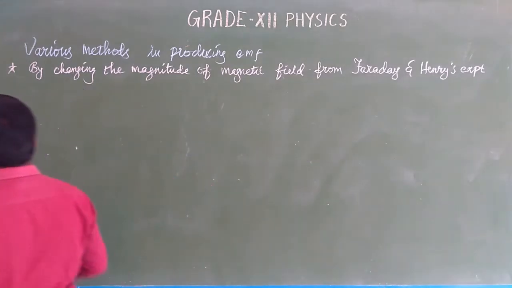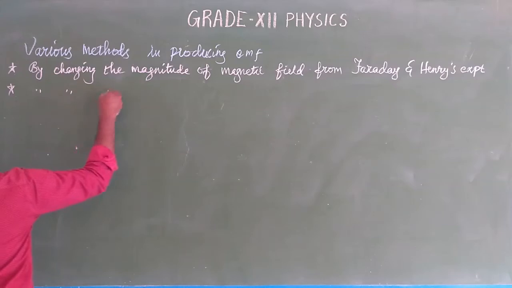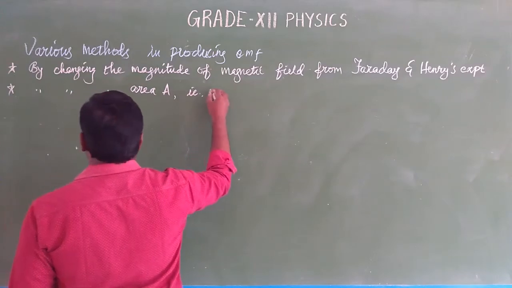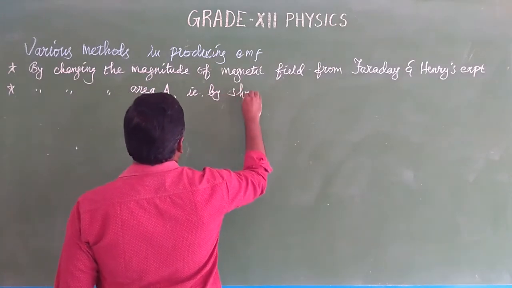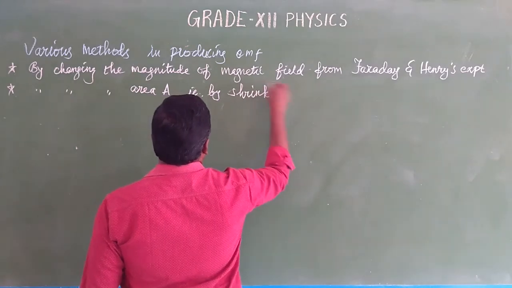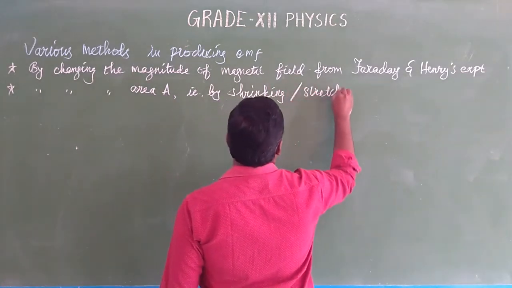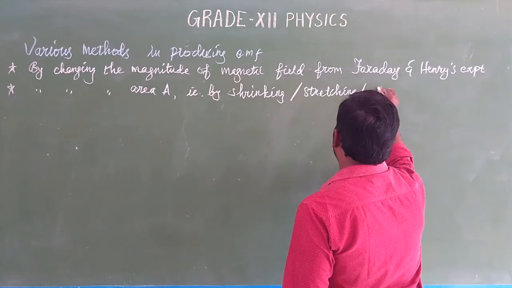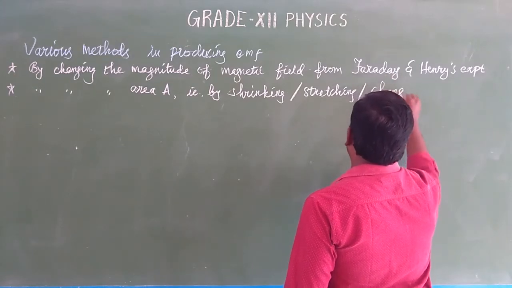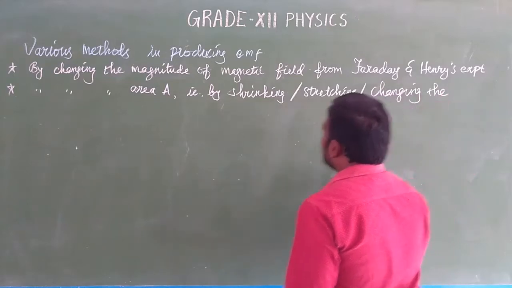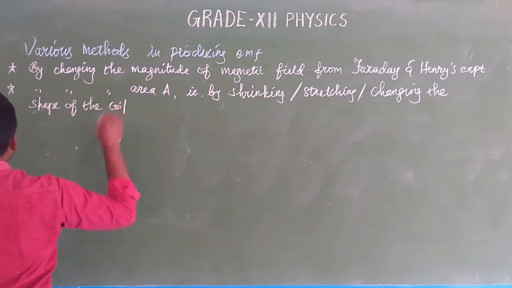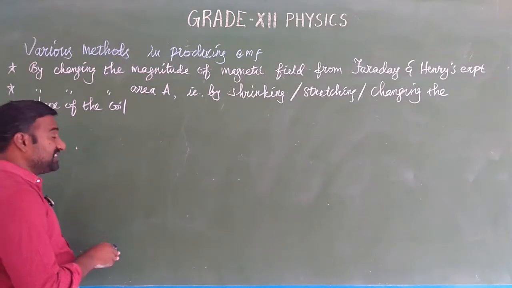Then the second one, by changing the area A. How can you change the area? By shrinking or stretching, or changing the shape of the coil. How, sir? Listen, it's a very simple activity.